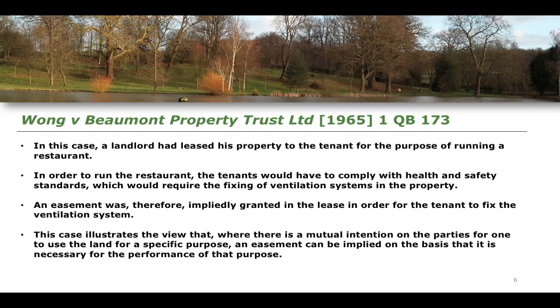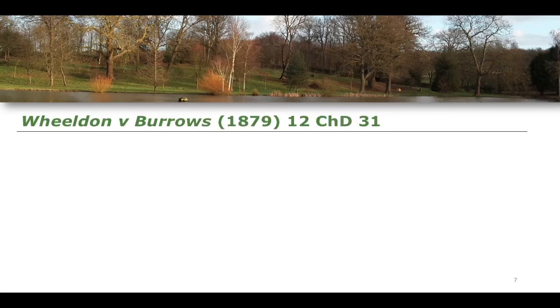living in that property potentially, then it might have been the case that there would not have been the necessity for the easement of the fixing of the ventilation system, because the fixing of the ventilation system had to be done in order to comply with health and safety standards for a restaurant business. And so as a result of all of this, it is suggested here that it is necessary for the running of and for the use of the land in the way that it has been agreed upon that that land is going to be used, that there was an easement in place in the lease, implied in the lease by the courts, for the fixing of the ventilation systems.